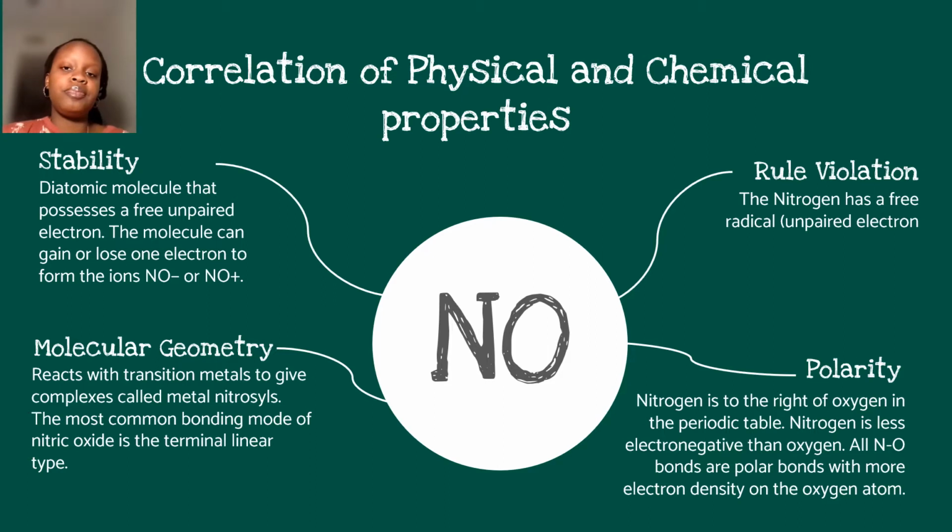Rule violation. Nitric oxide violates the octet rule, which is because nitrogen has a free radical unpaired electron. The polarity of nitric oxide: oxygen is to the right of nitrogen in the periodic table, so nitrogen is less electronegative than oxygen. All NO bonds are polar, with more electron density on the oxygen atom.